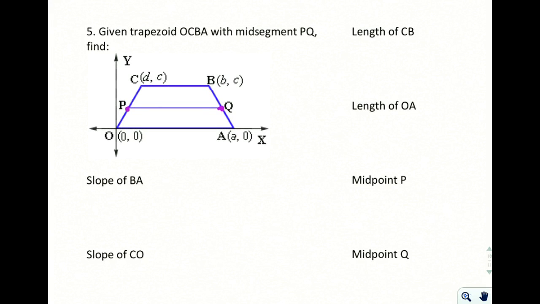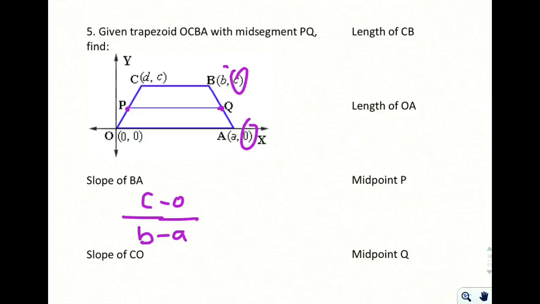So slope is always rise over run. So let's do the difference of our y's, c and 0. So c minus 0 is c on top. Let's write it out. C minus 0. And then we have b minus a. So c minus 0, b minus a. And then we know c minus 0 is just c. So b minus a, c over b minus a is our slope.